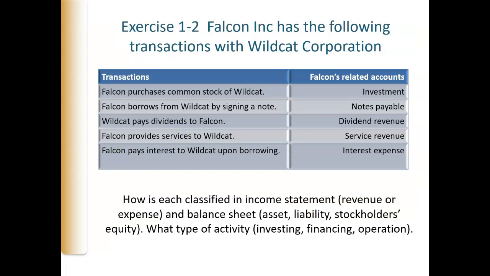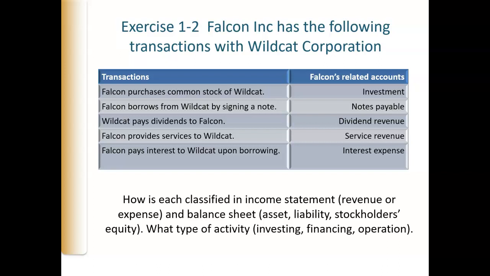Now, I will tell you this is a problem on your homework, so even those people who are watching this will get help on the homework. There are two companies, Falcon and Wildcat. Falcon Inc. has the following transactions with Wildcat. For Falcon, how is each classified? Revenue or expense, balance sheet.